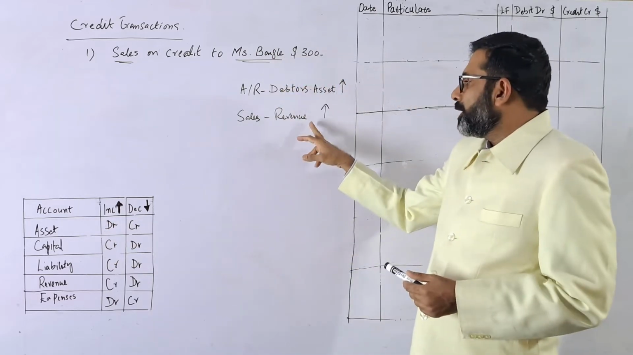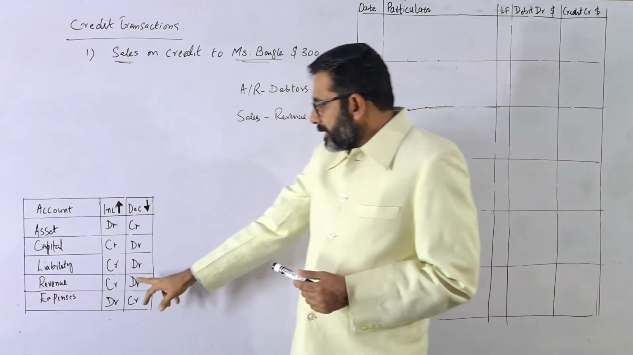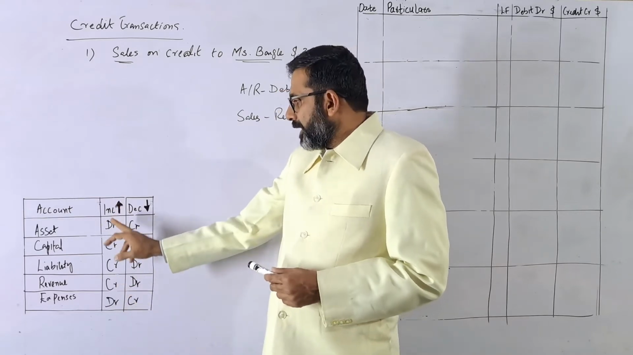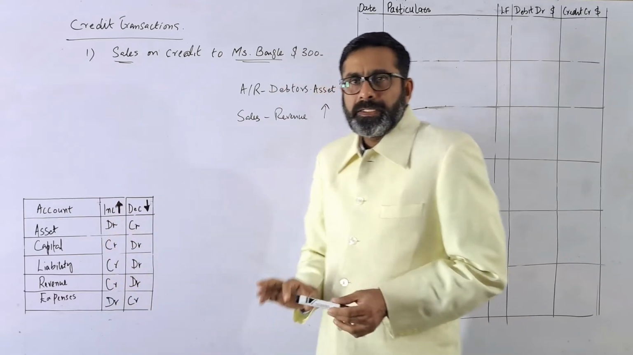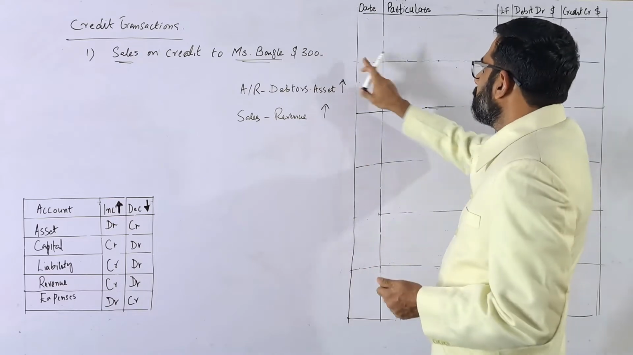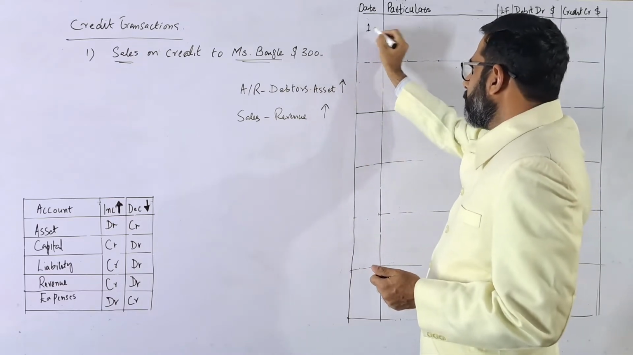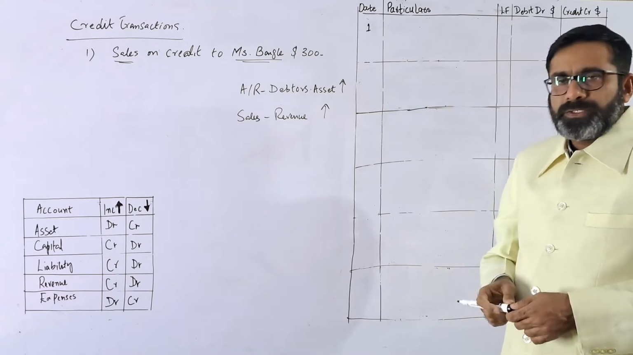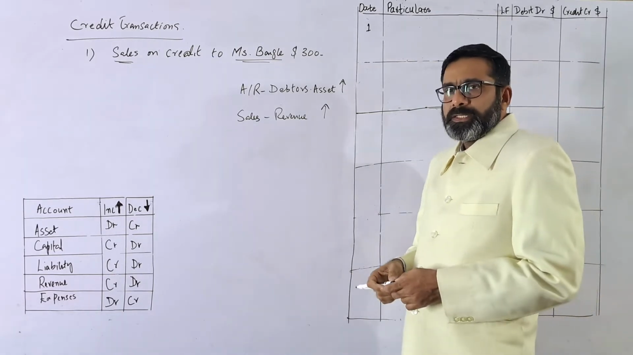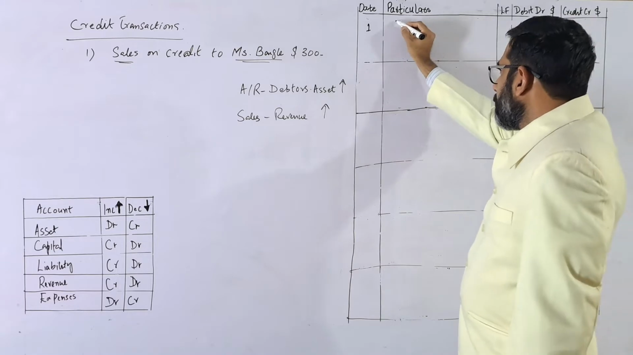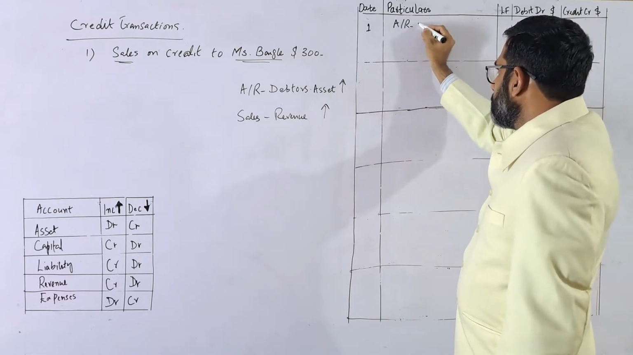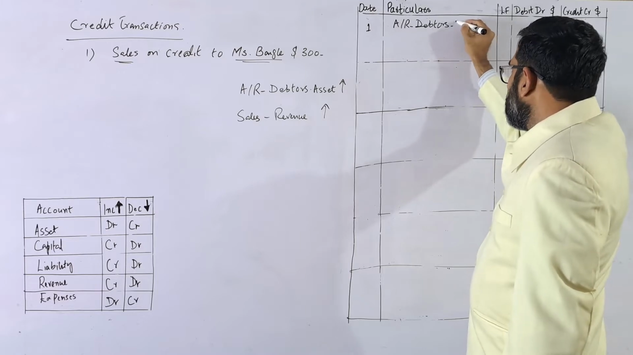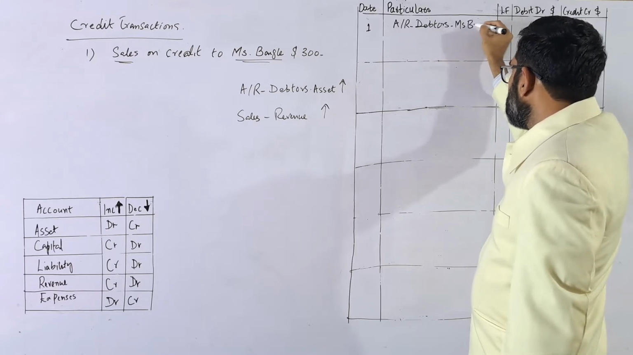The second one is the sales. Sale is our revenue, and an increase in revenue is the credit. So we have one debit and one credit. Now we can record this transaction. In the same way, we will write the date. It's the first of any month, just an assumed date. So we will write here the account receivable, or the debtors, and that is Messrs. Bengal.